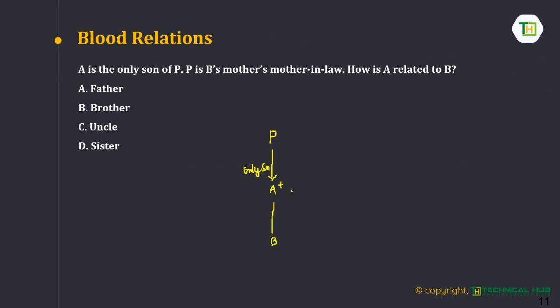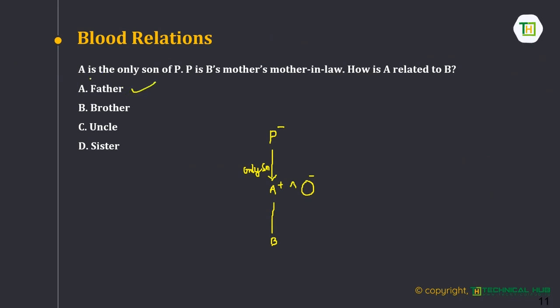B's mother, suppose here one person is taken. So this is B's mother. P is the mother-in-law, so here female, taken as minus. B's mother's mother-in-law. B's mother means A's wife. So P is B's mother's mother-in-law. How is A related to B? Simply father.